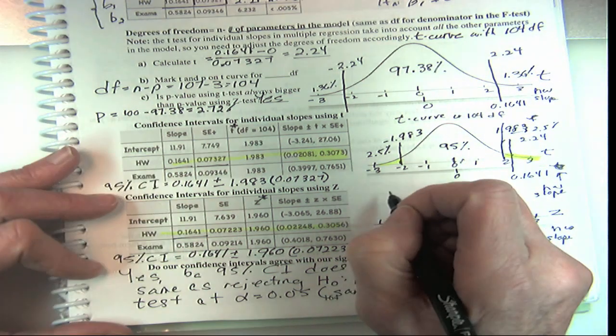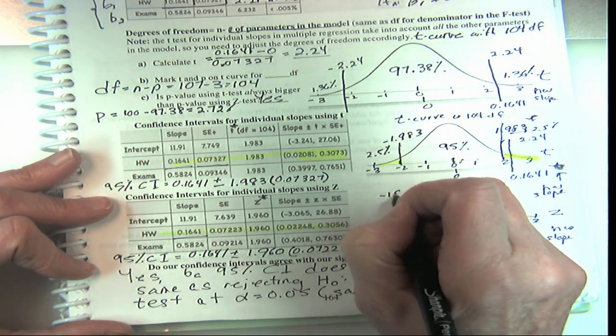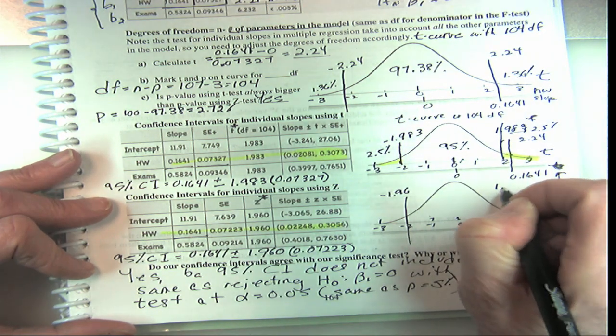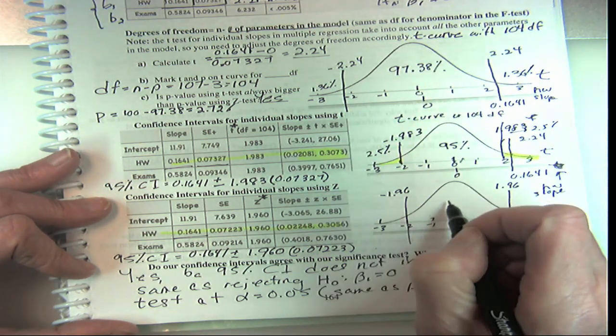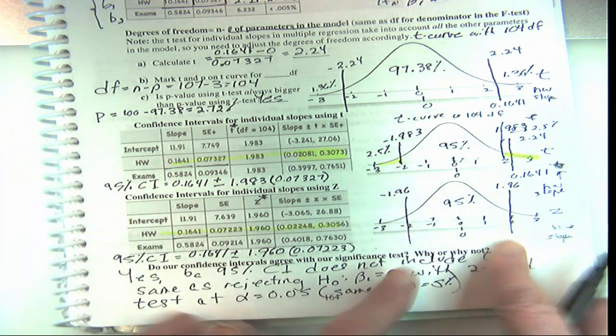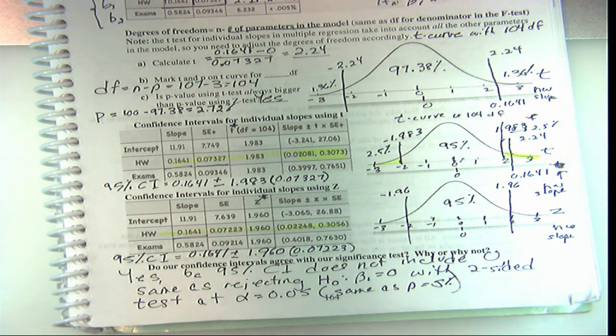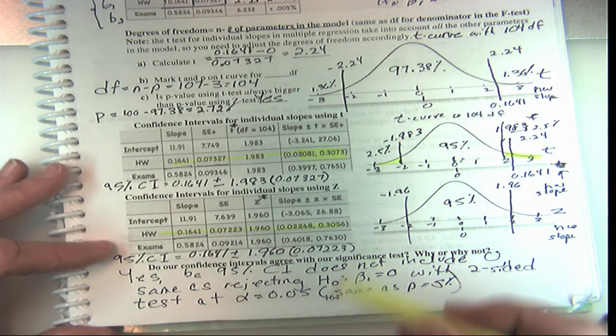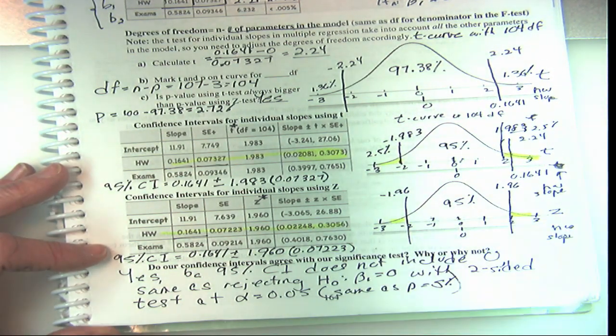And so this is negative 1.96 and positive 1.96. And that's 95%. We usually just round to 2. And, of course, again, this is 2.5%, 2.5%.